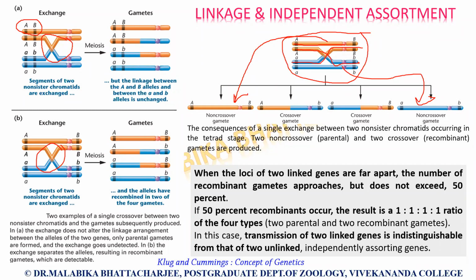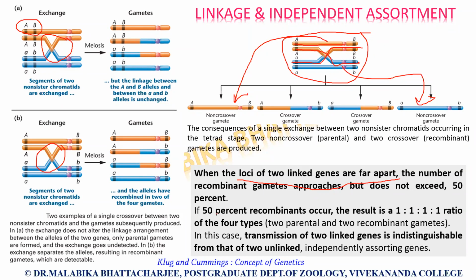So what is the take-home message from this picture? I have just written it in blocks. When the loci of 2 genes are far apart, this is very important. When the 2 genes are far apart, the number of recombinant gametes approaches but does not exceed 50%. That is, we are seeing a 1:1:1:1 ratio, and it is assumed that the gamete formation tends to approach the 50% borderline. 50% borderline means, in a case of 4 gamete situation, this will be 25%, 25%, 25%, 25%.